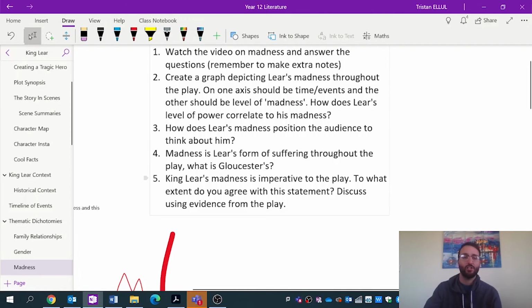And then we have a discussion question. King Lear's madness is imperative to the play. To what extent do you agree with the statement? Discuss using evidence from the play. So here I want you to look into the importance of madness and why it is an important theme, an important concept that Shakespeare has used in the play.